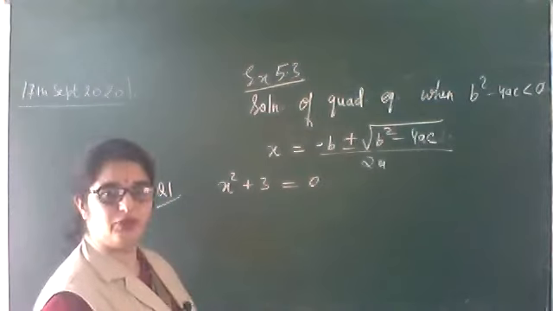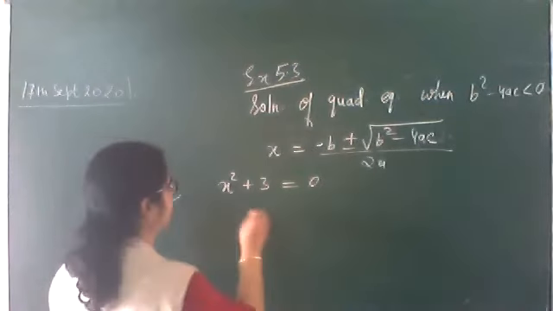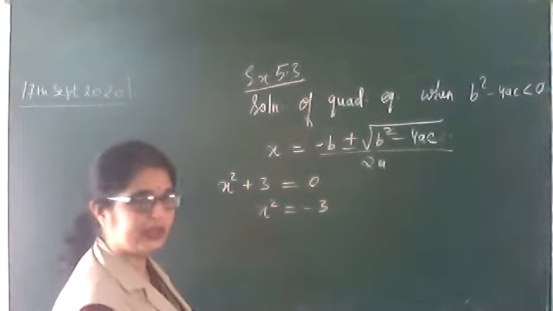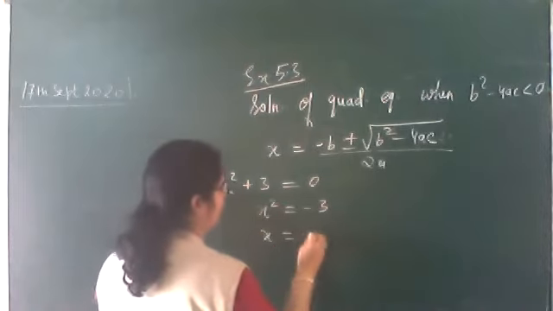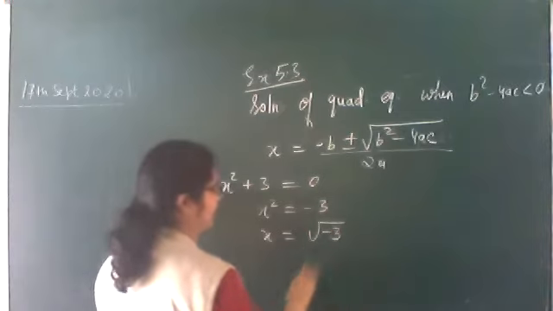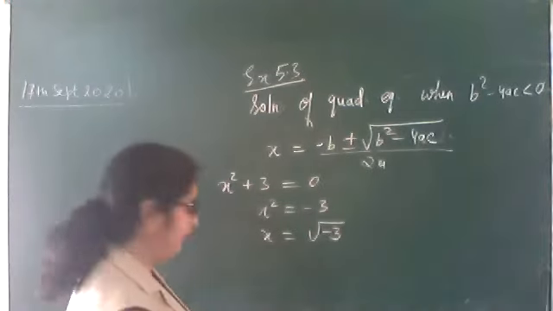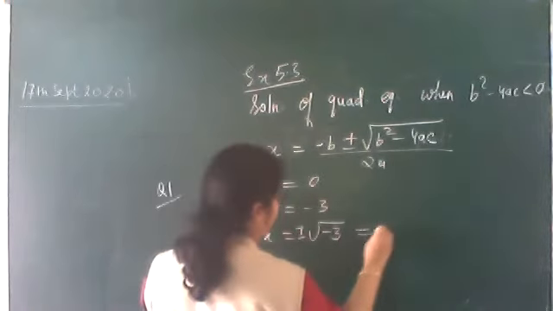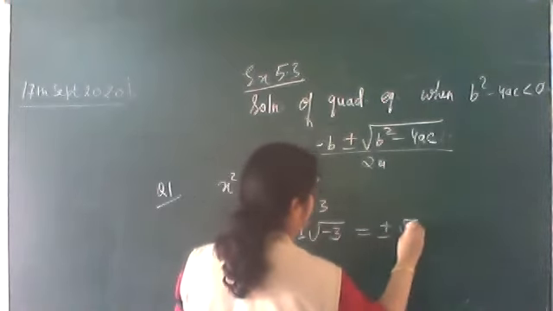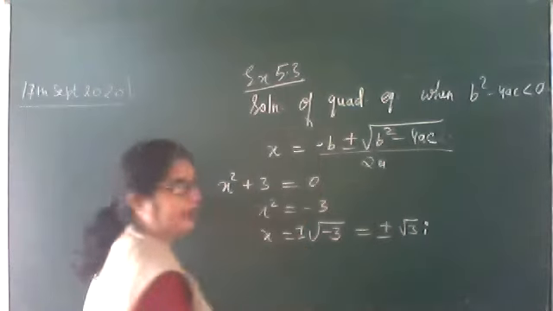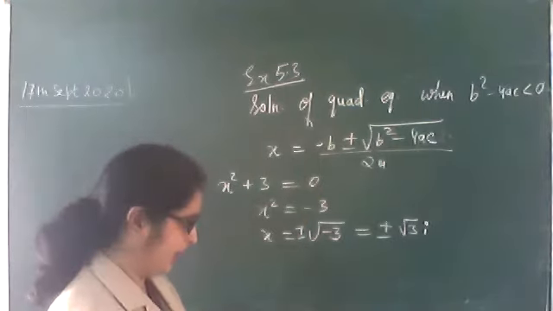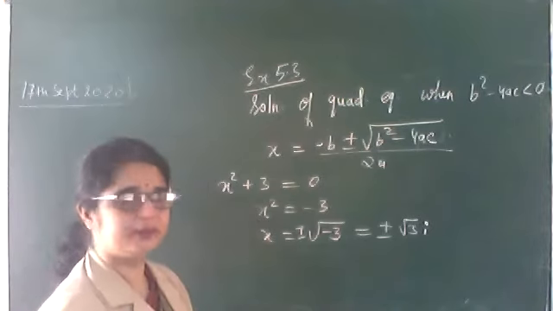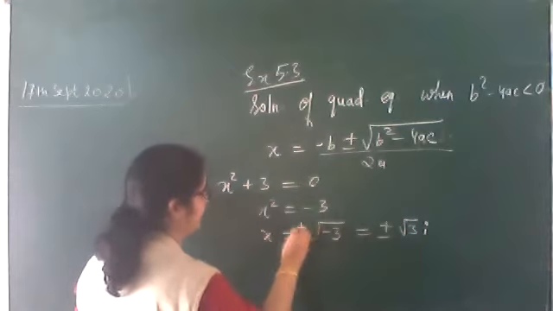Now here you don't have to do anything. Clear? What will you do? X square is equal to minus 3. Can we write x square is equal to minus 3? So x is equal to what? Root of minus 3. Can we write x is equal to plus minus root of minus 3? So it will be plus minus root 3 times iota. Is it clear, everyone?